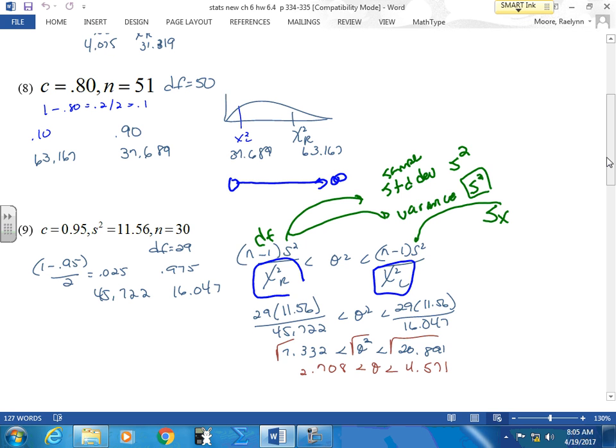So again, you're going to do the 1 minus 0.95 divided by 2. I'm going to get 0.025 and 0.975. I'm going to look up my two values with my degrees of freedom.